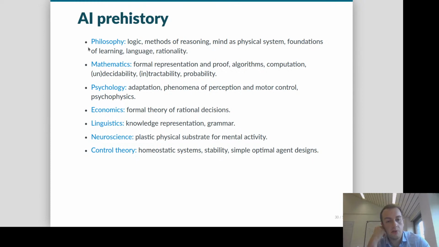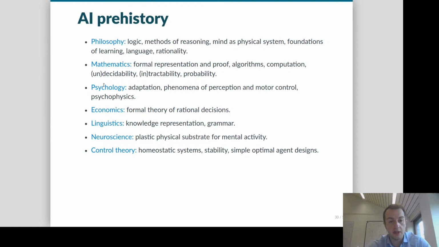Then, of course, another field which was very important for the emergence of AI is mathematics and many of its subdomains. For example, formal representation and proof, algorithms, computation, decidability and undecidability, intractability, probability. All these things are really important when it comes to AI. And you will see that in particular, probability theory plays a very important role in modern artificial intelligence. Without that, you cannot do anything today.